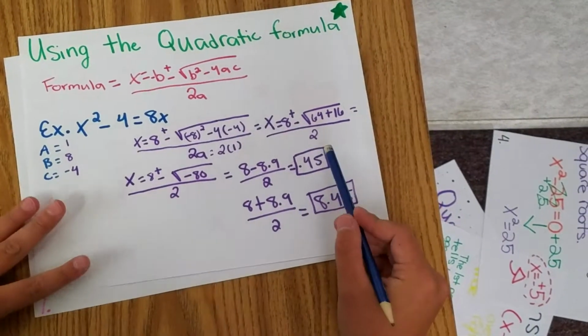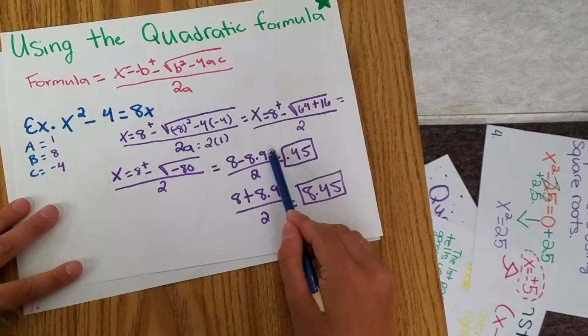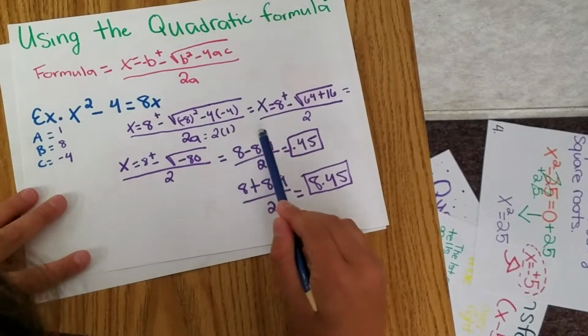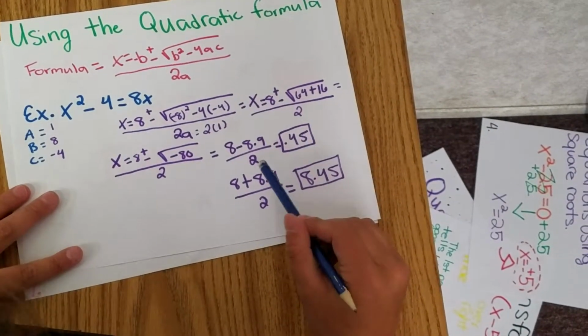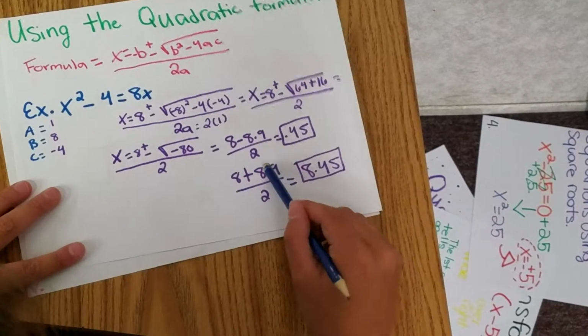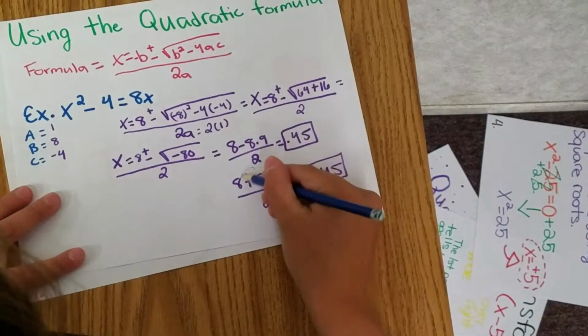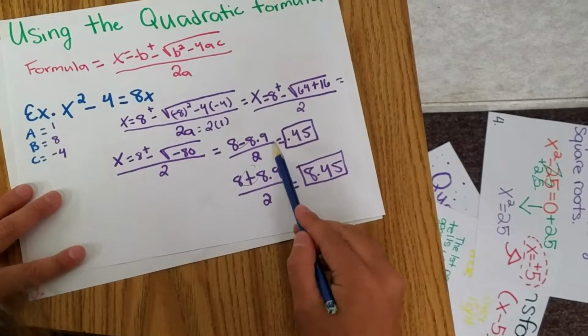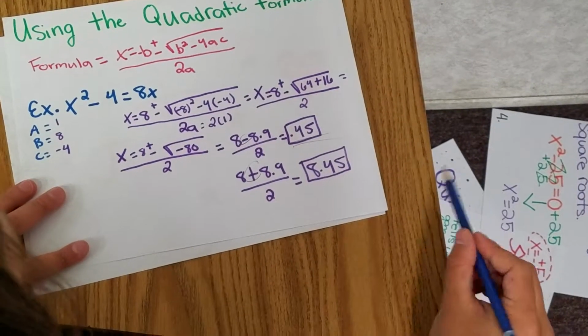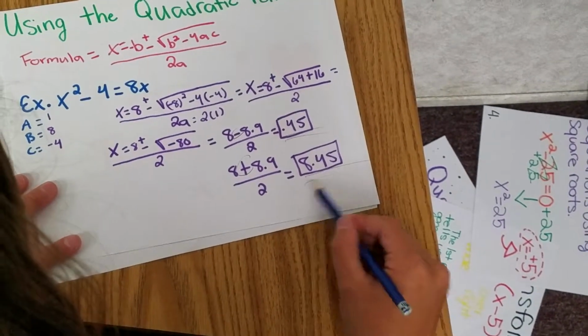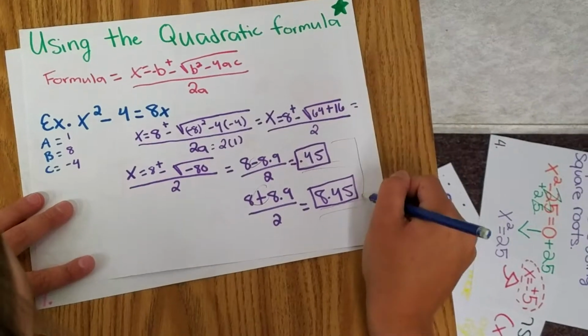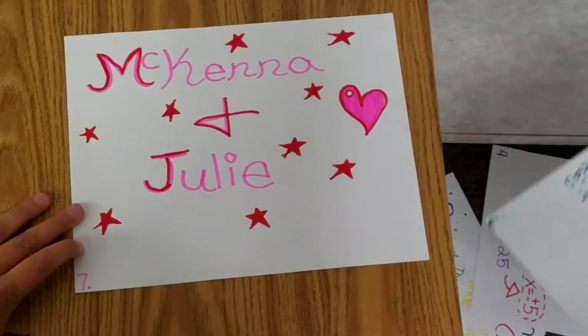So then we have to do this twice. We have to do 8 minus 8.9 over 2, and we have to do 8 plus 8.9 over 2. So see, there's a difference. So here we got 4.45, and here we got 8.45. Those are our two answers for this. And that's our slide.